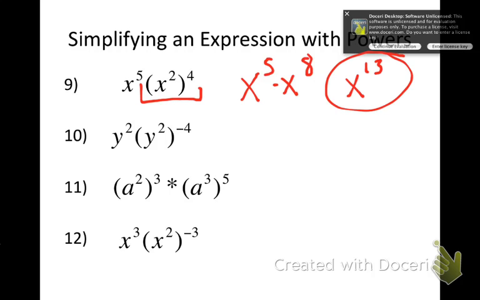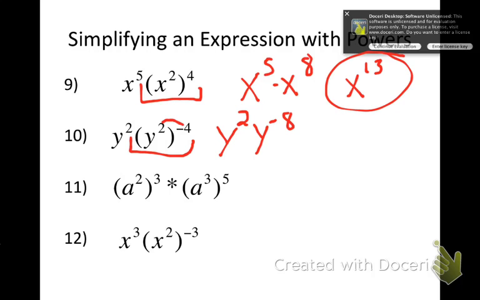So number 10 here, same kind of setup. I have y to the second, parentheses, y to the second raised to the negative fourth. That power raised to a power tells me I'm going to do what with the 2 and negative 4, Sage? Multiply. So I get y to the second, y to the negative 8th now.